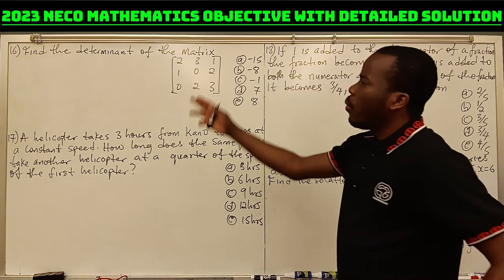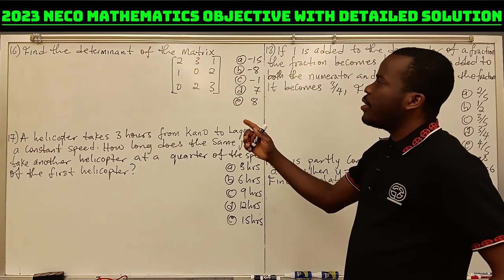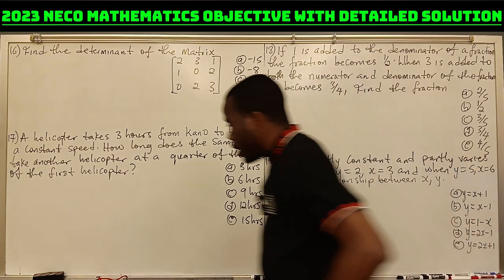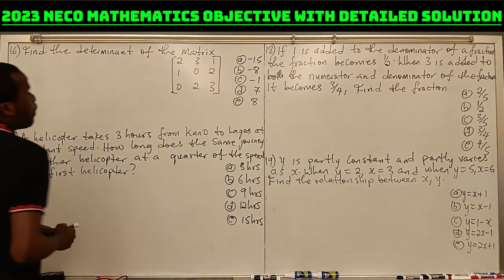Question 16 says, find the determinant of the matrix. How do we find the determinant?